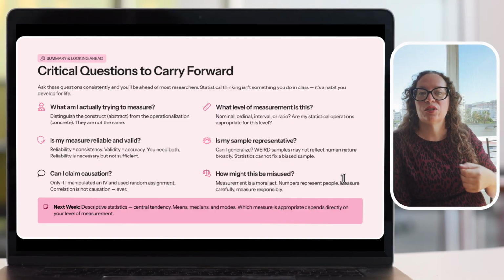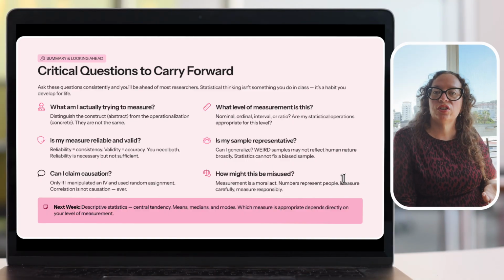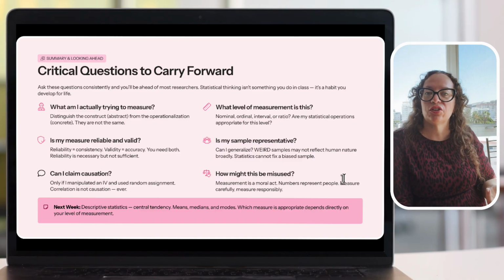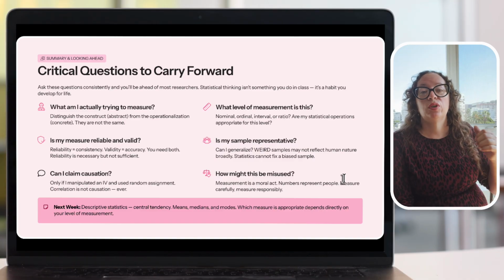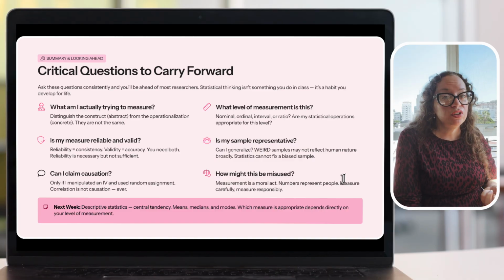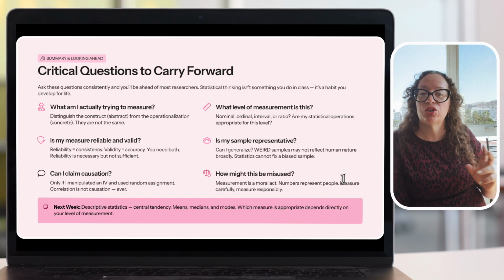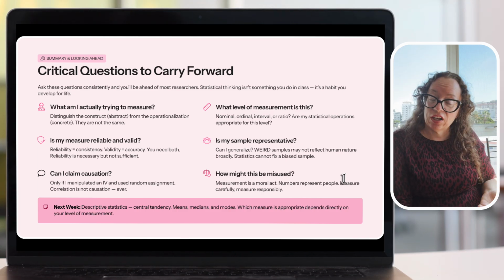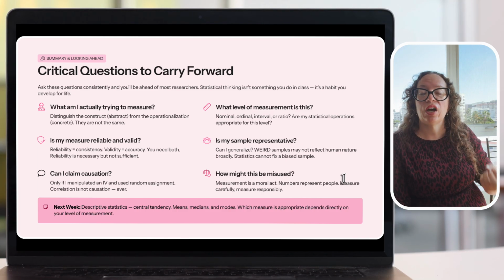Reliability is consistency. Does the measure give the same result under different conditions or same conditions? Validity is accuracy. Does it measure what it's supposed to? Reliability is necessary but not sufficient for validity. You can consistently measure the wrong thing. Psychology has a validity crisis. Many measures have uncertain validity. Findings might be about the measures, not the constructs.